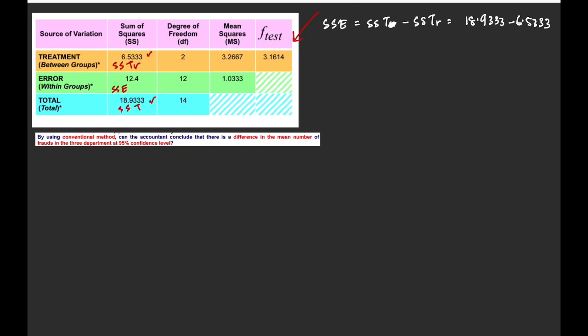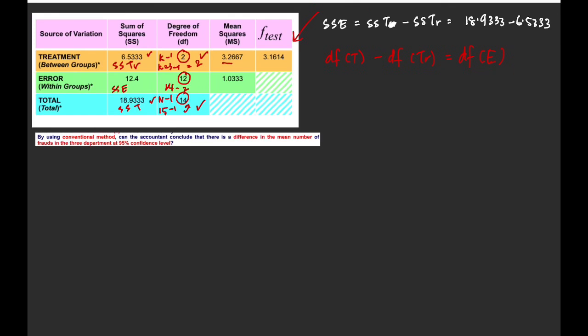How do you get this one? This 2 is because K minus 1. Our K equals 3, so 3 minus 1 equals 2. How do you get this 14? This one is N minus 1. Total data is 15, and 15 minus 1 is 14. How do you get this 12? This 12 is 14 minus 2. Degree of freedom total minus degree of freedom treatment, you will get degree of freedom error.